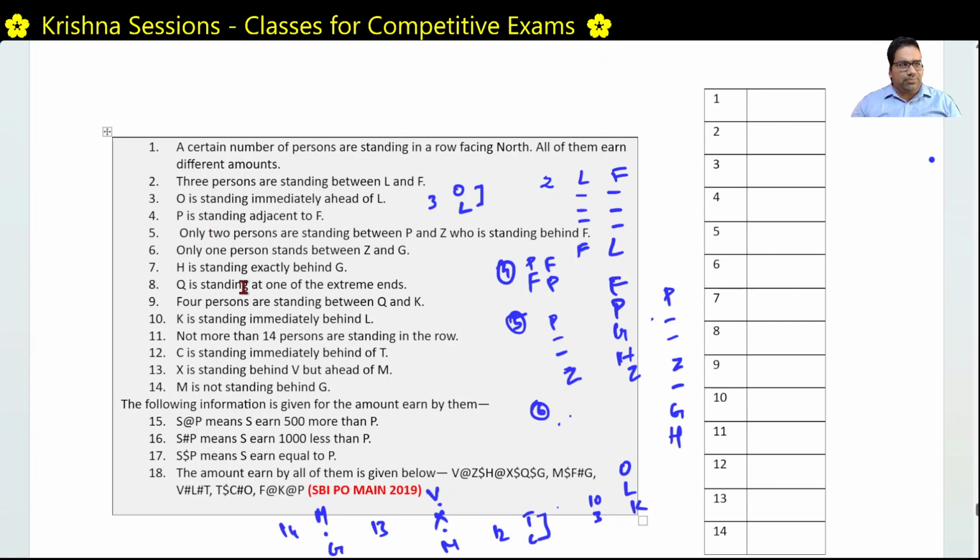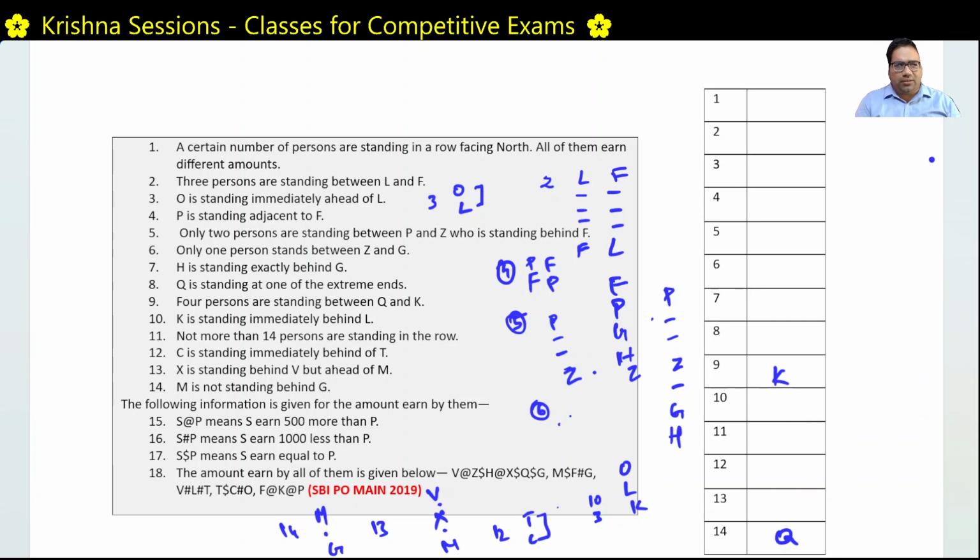Q is one of the extremes as per condition number 8. Either Q can take this one, or Q can take this one. So let's try. Let's start with the bottom. Okay. Let's say it is Q. Then the four persons are standing between Q and K. So 1, 2, 3, 4. So K becomes ninth position.